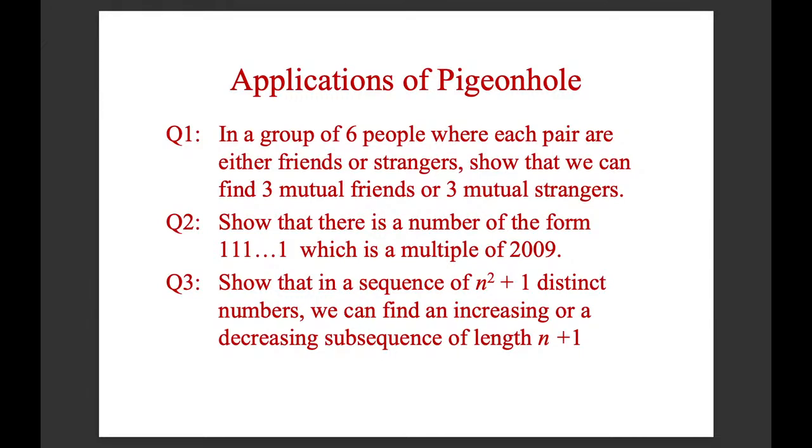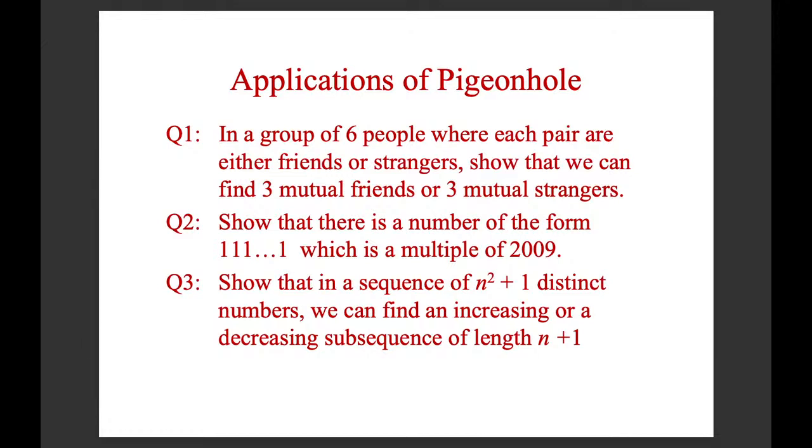The next question is, we want to show that there is a number of a certain form. In our usual standard decimal system, a decimal number of the form 111, so 111 means 111, 11 means 11. We want to show that there is a number of the form 111 that is a multiple of 2009.